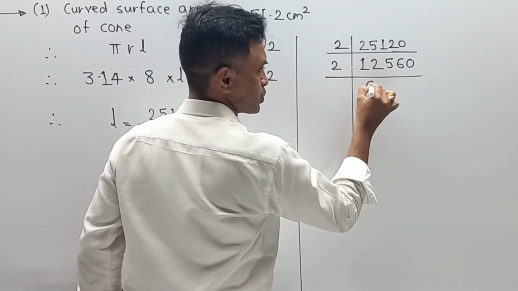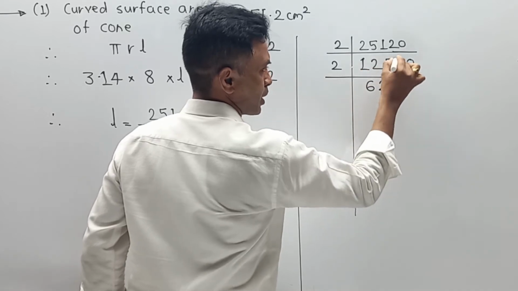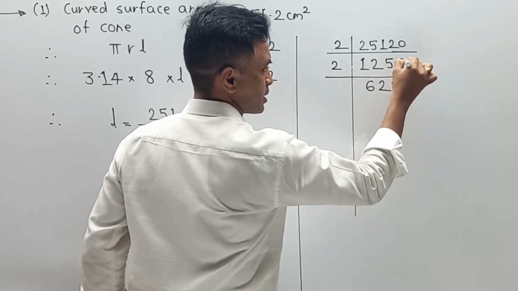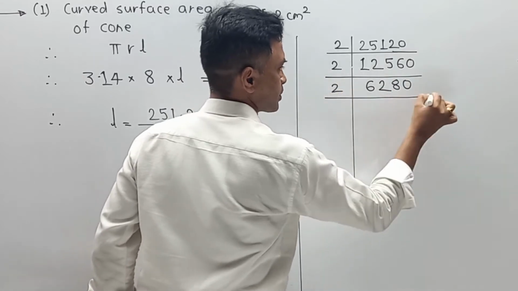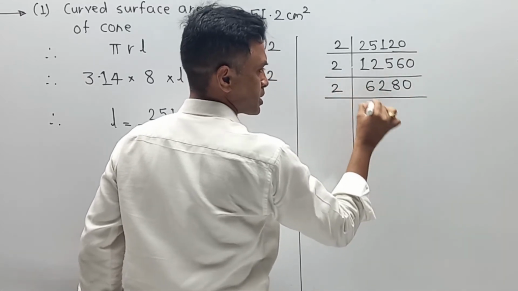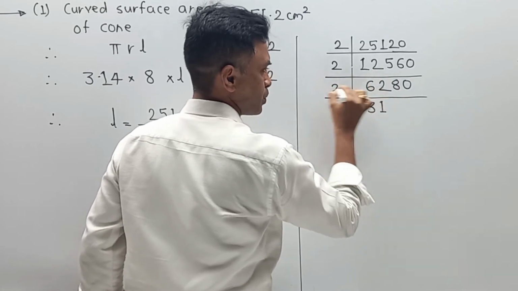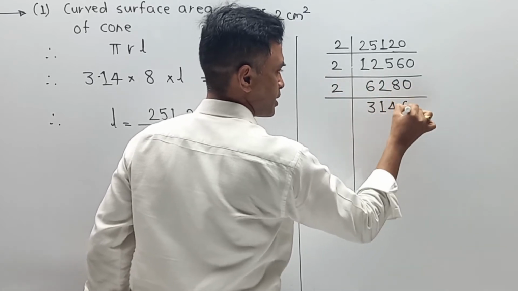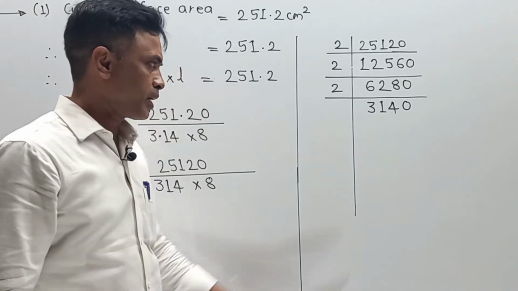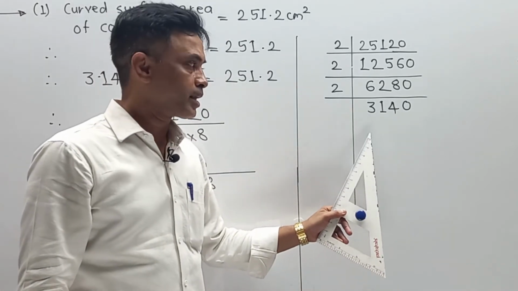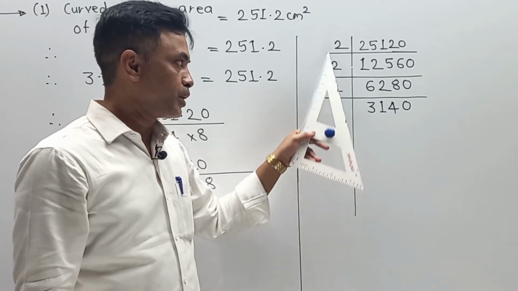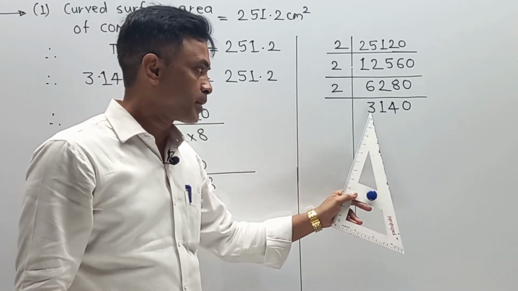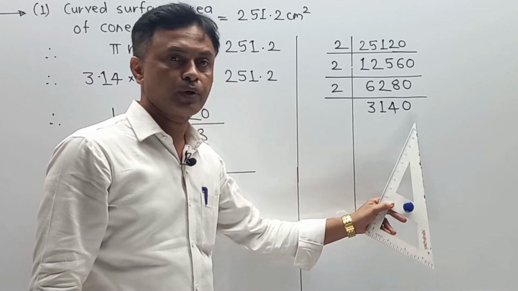2 sixes are 12, 2 twos are 4, carry 1, 2 eights are 16 and 0. Again dividing it by 2. 2 threes are 6, 2 ones are 2, 2 fours are 8 and 0. Now we have reached this step, and here I am going to stop the numerical. Why? Please pay attention. 2 into 2 into 2, and the next number is 3,140.